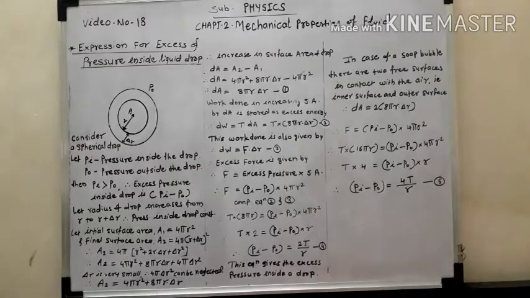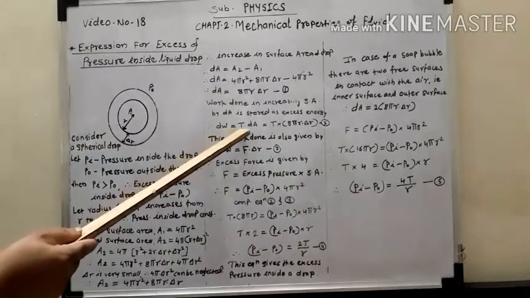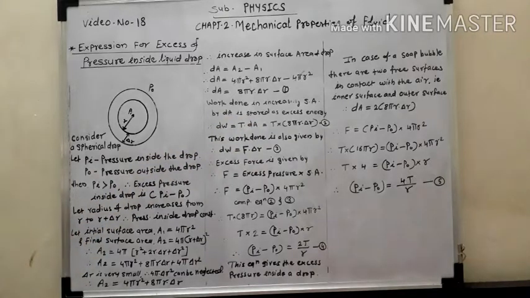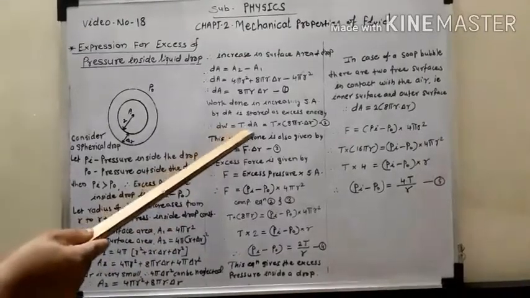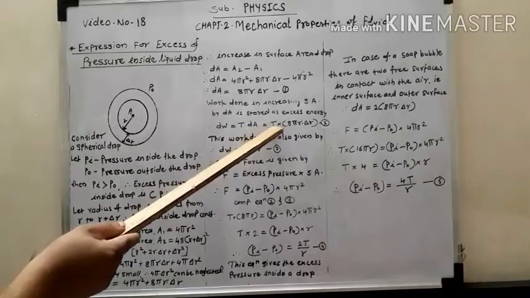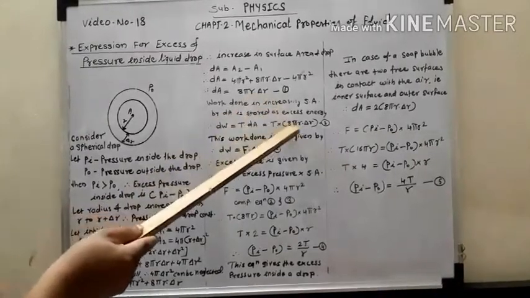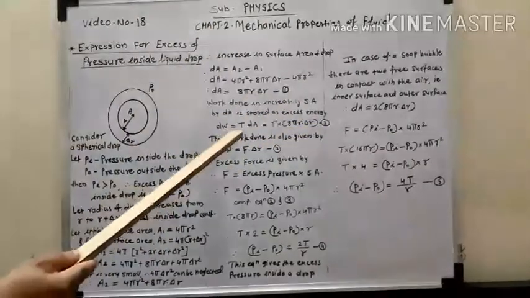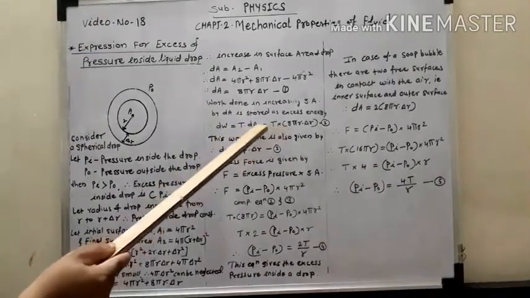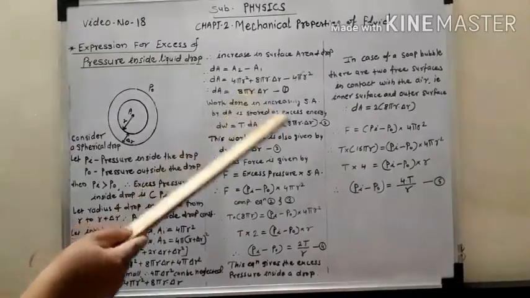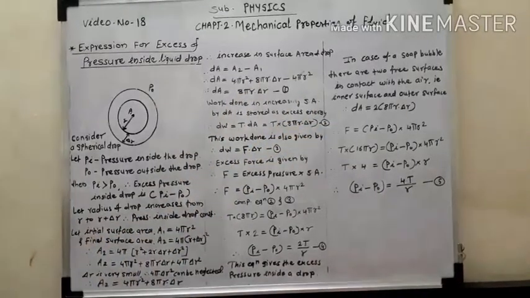Now we have to find the work done in increasing the surface area by dA, which is stored in the form of excess surface energy. This work done is given by dW is equal to T into dA, where dA is the increase in surface area and T is the surface tension. So dW is equal to T into dA, and substituting dA, we can write dW equal to T into 8 pi r into del r. And this is equation number 2.